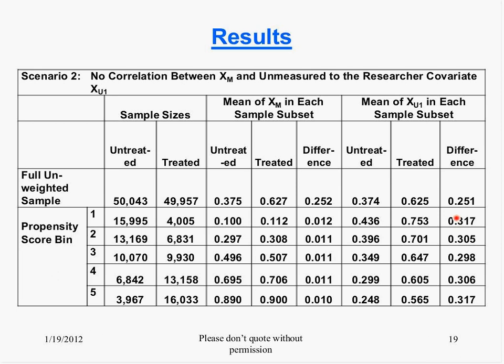The idea here is that when the propensity score methods balance on XM, differences between the treated and untreated patients in these groups have to come from somewhere. And they have to come from the unmeasured factors affecting treatment choice. So you can see that the difference in the unmeasured covariate has now increased relative to what it was in the full unweighted sample.